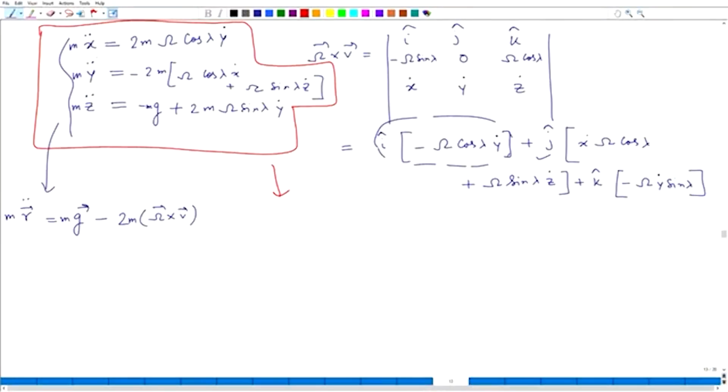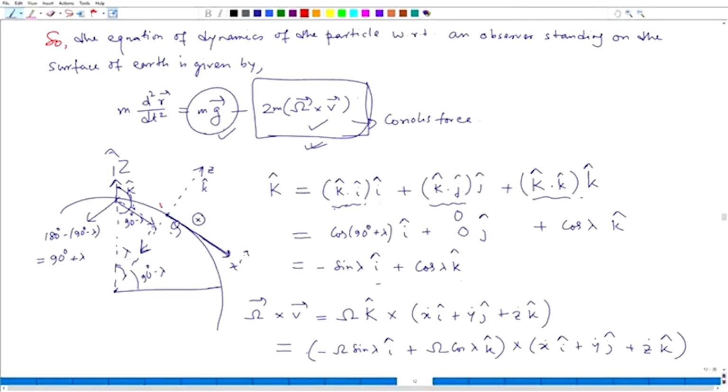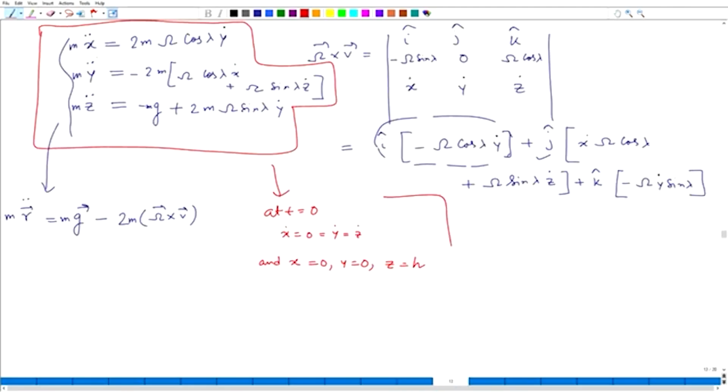That means that at t equal to 0, x dot equals 0, equals y dot, equals z dot, and x is equal to 0, y is equal to 0, but small z will be equal to h. When we say the particle starts from a distance small h from the earth surface, this distance is along the small z direction. So, you just calculate this and let me know what you get. Thank you very much.